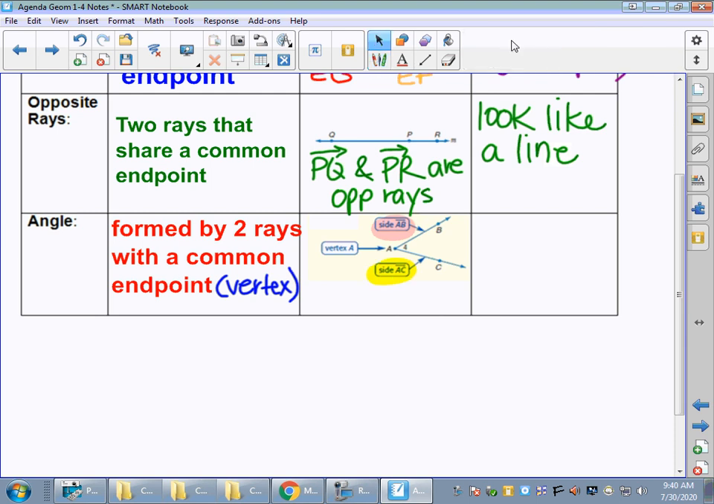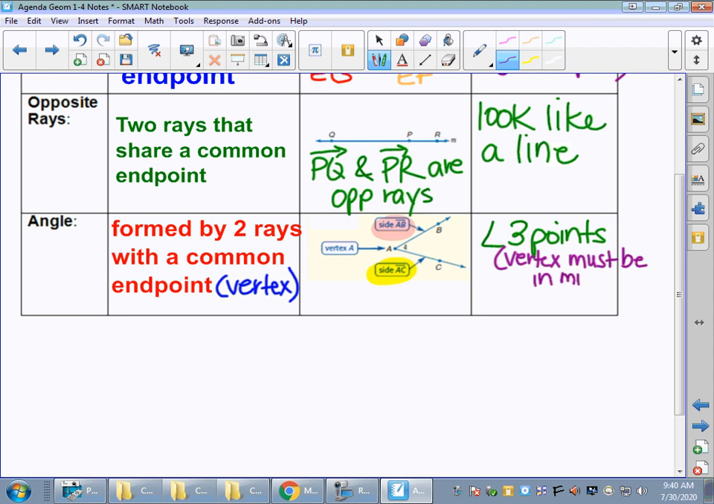It's actually a ray. When you name an angle, you name it with the angle sign. So the angle sign looks sort of like an L. It's not a less than. It's a little more, but the bottom is more horizontal. So we name it angle, whatever it might be. I'll say 3 points. But there's fine print in here. The vertex must be in the middle. It's wrong if you call it something else.